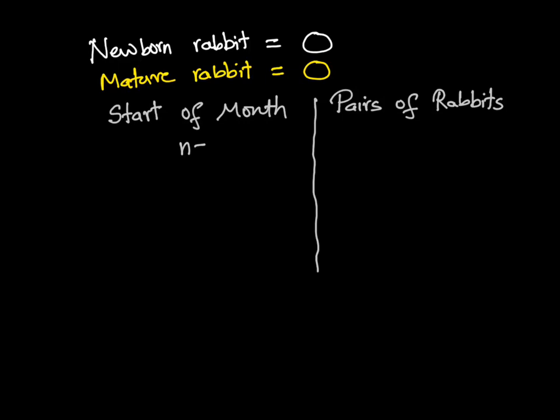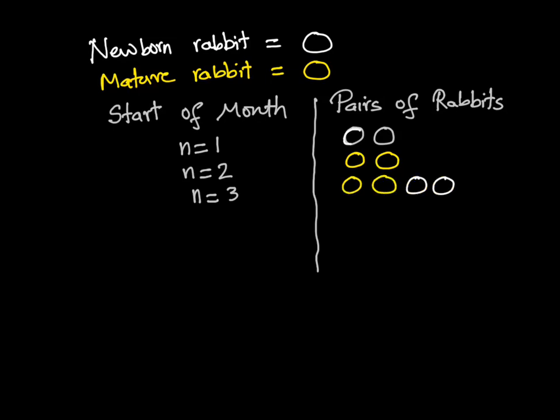So at the beginning of the first month, you have two newborn rabbits, and at the beginning of the second month, you have two mature rabbits. They still haven't produced offsprings yet.